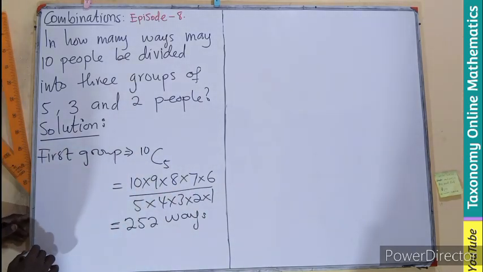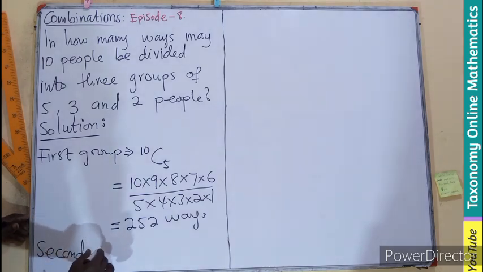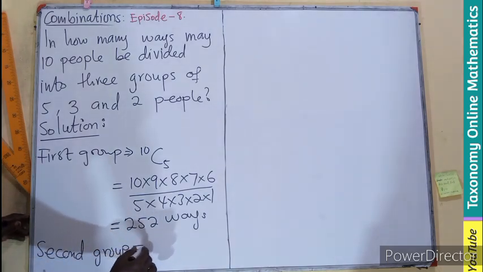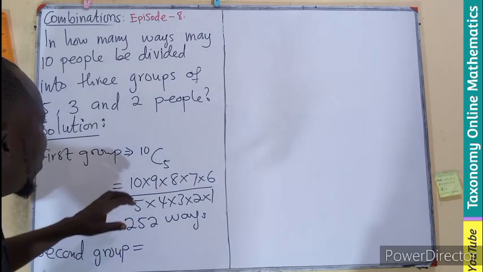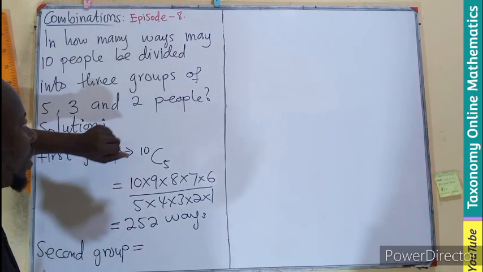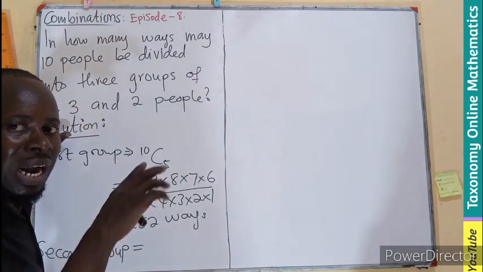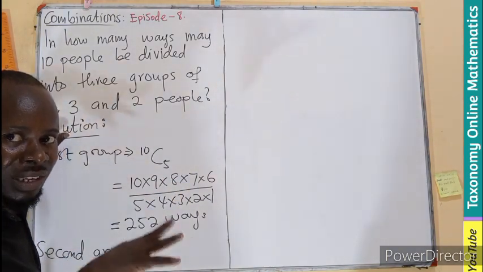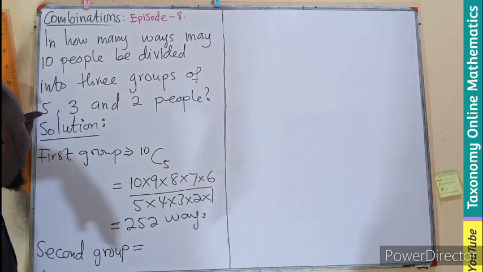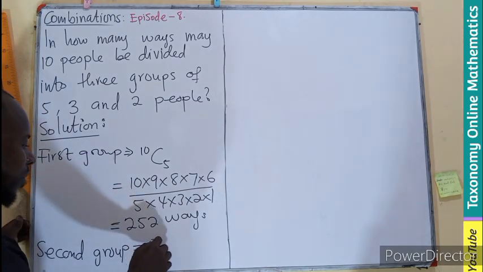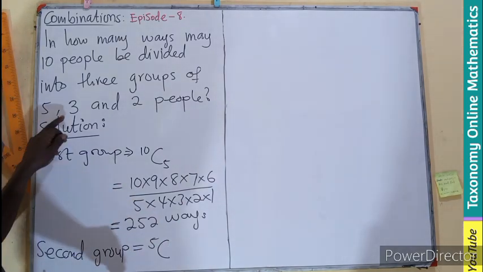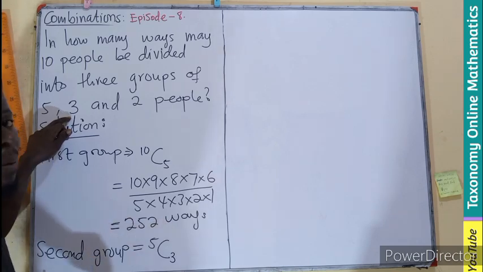Then we go for the second group, right? Now that we are able to take the first group, which is 5 people, we will not be having 10 people left again to select from. So in this case, you'll be left with 10 minus 5. That will be 5. So 5 people, for which I'll be selecting 3 of them.